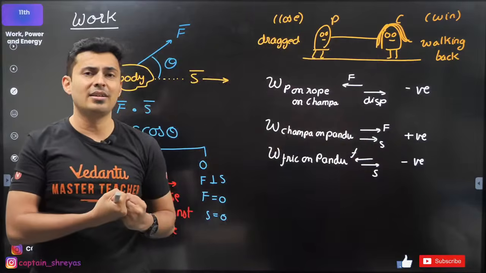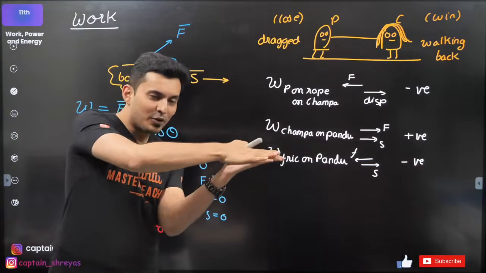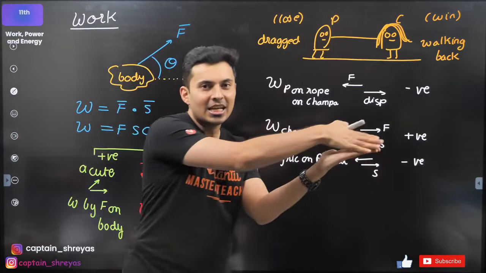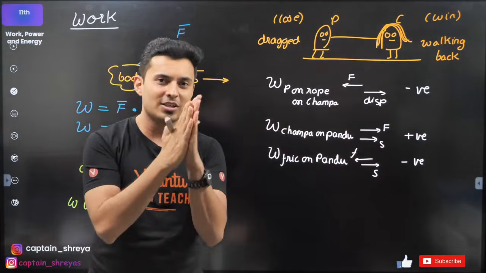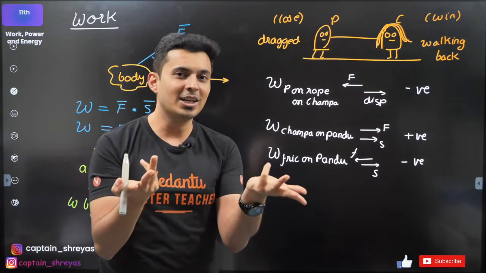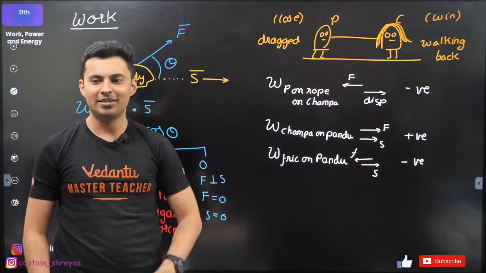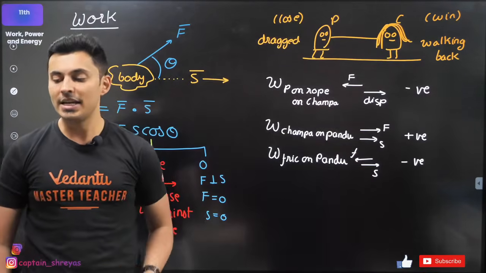It is sucking away the energy. When his feet are rubbing against the ground, imagine his feet will be rubbing like this. It will be creating some heat. You just rub your hands. Do you feel some heat? Where is that heat coming from? Frictional work being done. It's sucking away the energy and creating it as heat loss.